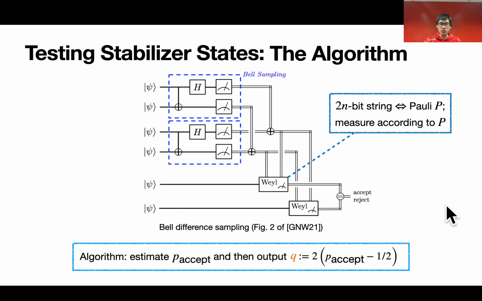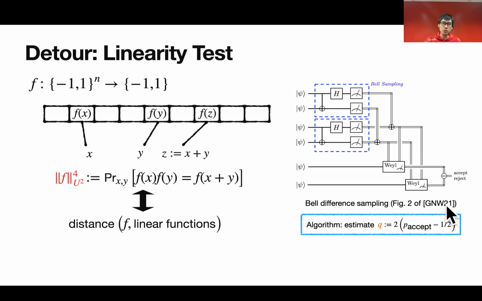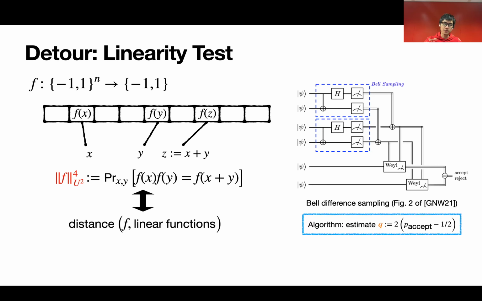To understand this algorithm a little bit more, let's take a detour to the linearity test. In the linearity test, you have a Boolean function f, and you want to ask what the distance is between this f and all the linear functions. So you uniformly randomly choose x and y, and also calculate x plus y, and then you query f with these three coordinates, x, y, and x plus y. Then you test whether or not the function values at these three coordinates fulfill the linearity property.